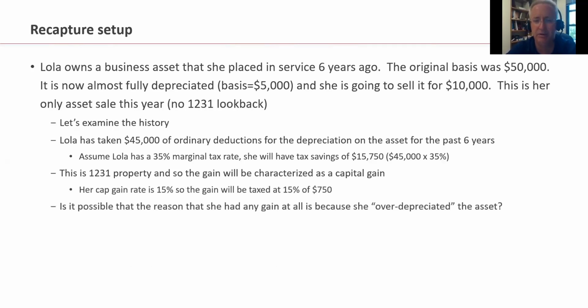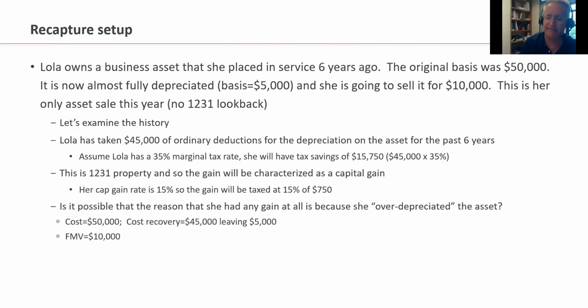So is it possible that the reason that Lola had any gain at all is because she over depreciated the asset? Now, look, we all know that Lola did things the right way. She used the tables. She had whatever the asset is. She went to the maker's table. She depreciated it based on the prescribed system. But the reality is she depreciated it $45,000 to get a basis of $5,000, and the thing is worth $10,000, right? So maybe her cost recovery doesn't match economics, right? Because it left her with a basis of 5 when its market value is 10.